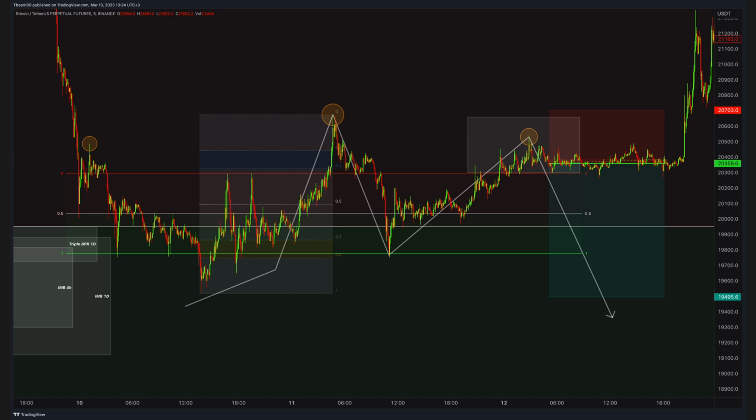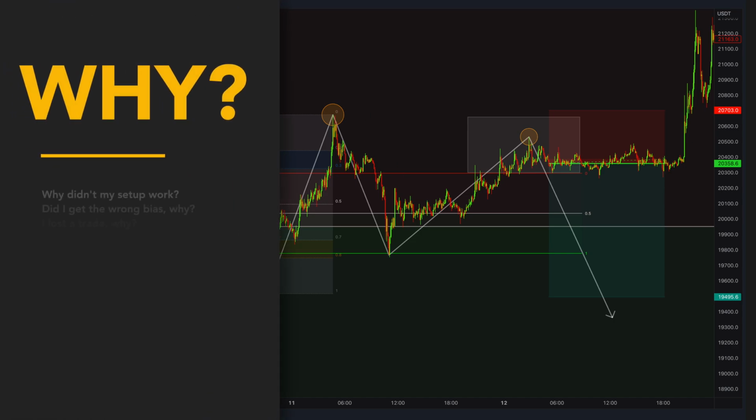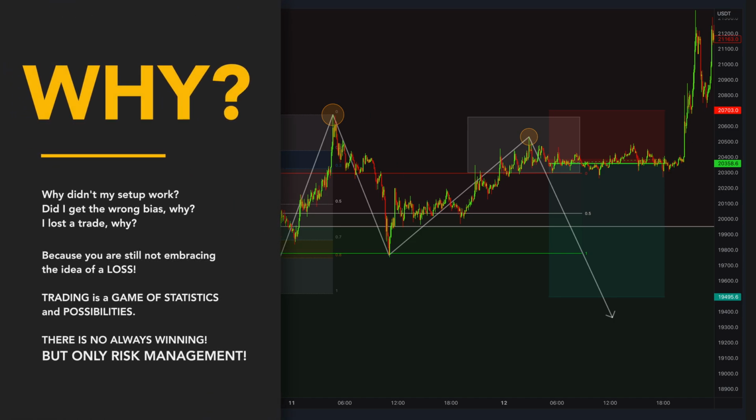People ask me or mail me a lot, why didn't my setup work? Did I get the wrong bias? Why did I lose the trade? I keep hearing the same questions again and again. When I dig more, I found this out. Most of these people win like 60-70%. More plainly, making 6-7 winners out of 10. But with a single loss, their world shattered and lost in doubt.